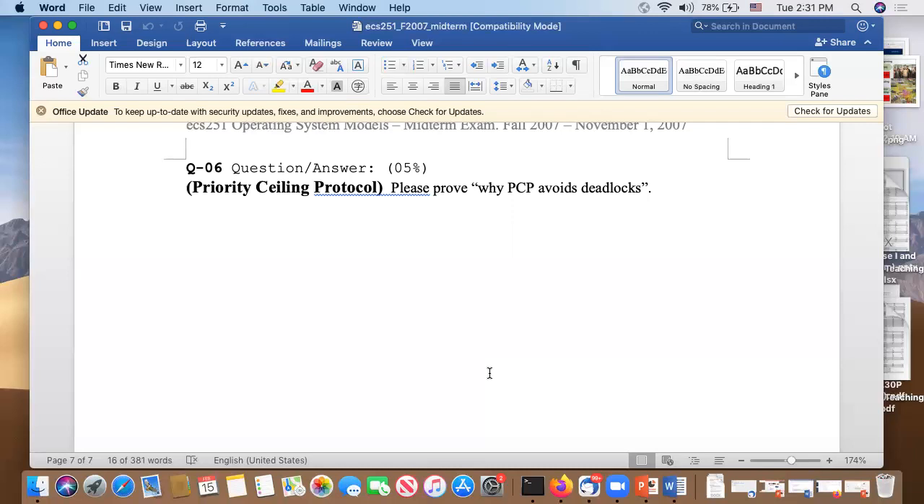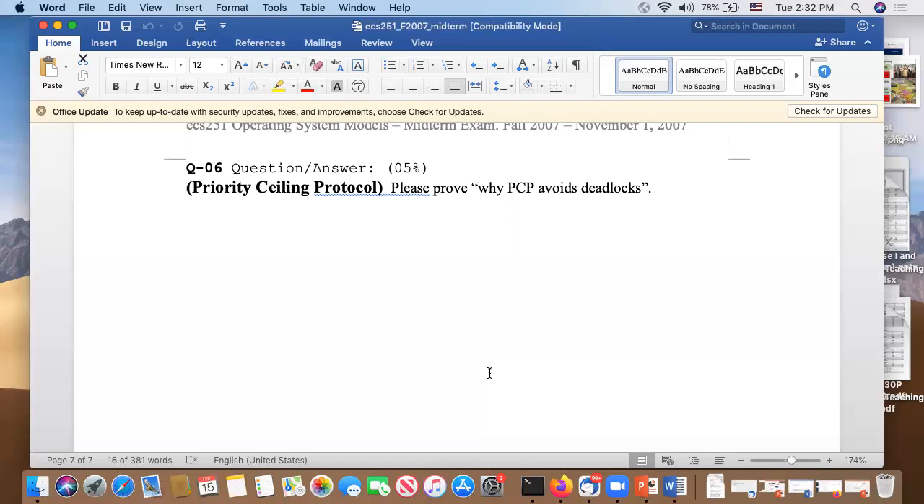So the argument is that usually we present these three different cases: the same, bigger, and smaller. You realize that in either case, we're going to have a contradiction. And therefore, you cannot have a deadlock in the priority ceiling protocol. Contradiction in the last one?